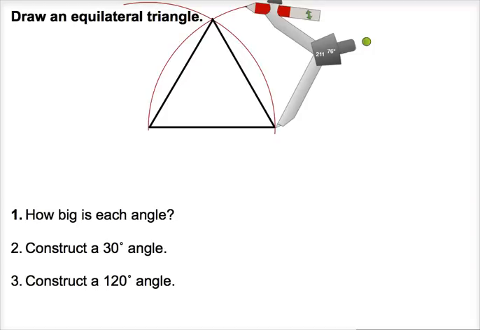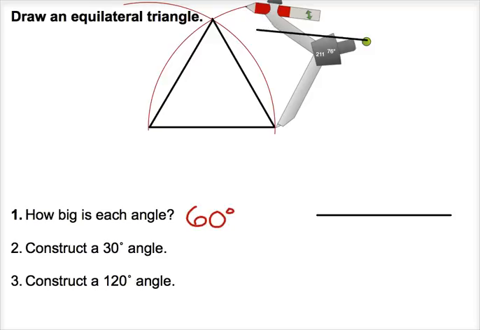Down at the bottom, how big is each angle? Well, if it's an equilateral triangle, it's also an equiangular triangle, which means all the angles are 60 degrees. Number 2 says construct a 30-degree angle. Well, I know a 30-degree angle is just half of a 60-degree angle. So if I copy the 60-degree angle and then bisect it, I should get a 30-degree angle.